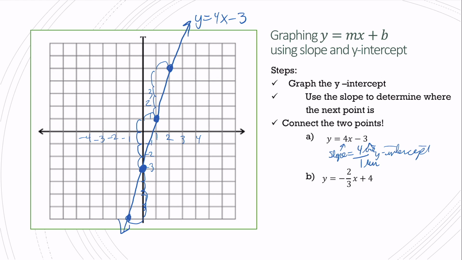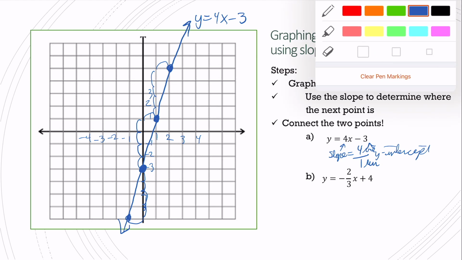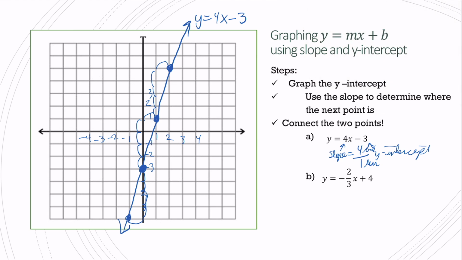And this is a skill we're going to be practicing a lot in class. So let's switch to orange because I like orange. So here I have y is negative 2/3 x plus 4. My slope is negative 2/3. So that means my rise is actually negative. So this graph is going to look like it's going downhill because it's got negative slope. And my run is 3.